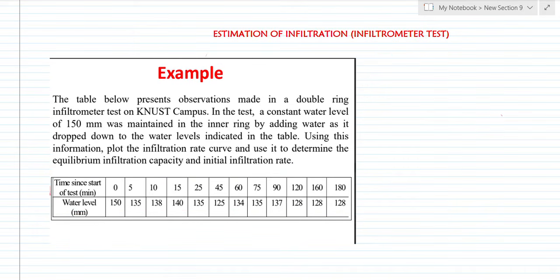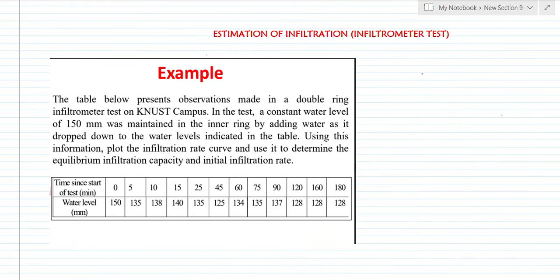All right, so let's look at this question. The table below presents observations made in a double ring infiltrometer test on the KNUST campus, that's Kwame Nkrumah University of Science and Technology campus. In the test, a constant water level. So let me redraw the whole experiment structure. This is how it looks.